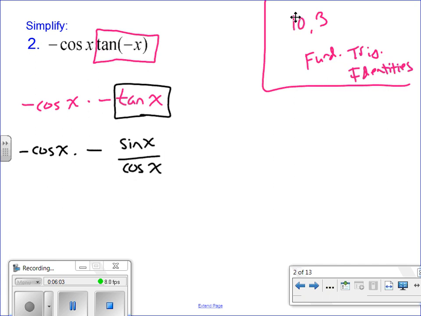That's the last replacement because everything's going to kind of cancel now. Watch what's going to happen. I love these. Ready? Cosine. Cancel, cancel. And double negatives make a positive. So our final answer is positive sine x.